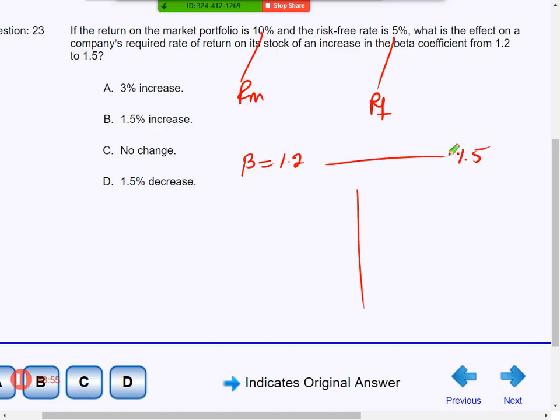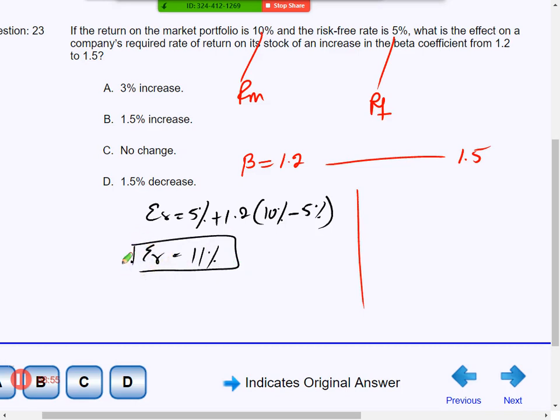So it's very simple. We will do the calculation first, ER for the given values. Risk-free rate is 5%. Beta is 1.2. Return on the market is 10%. If you solve this directly, 10 minus 5 times 1.2 plus 5 gives me 11%. So existing ER is 11%. Without solving, we can guess that since the beta is going up, ER would go up, which means either A or B.